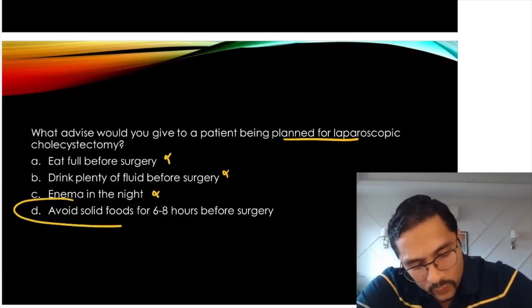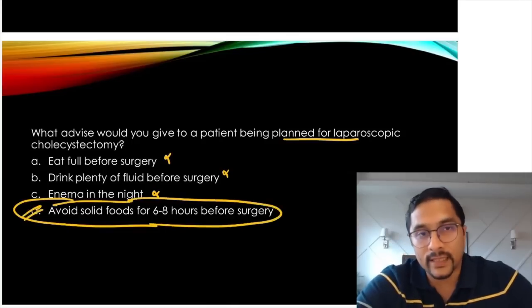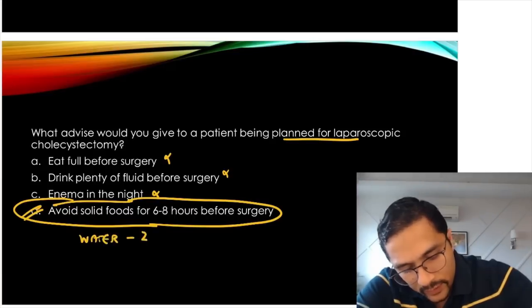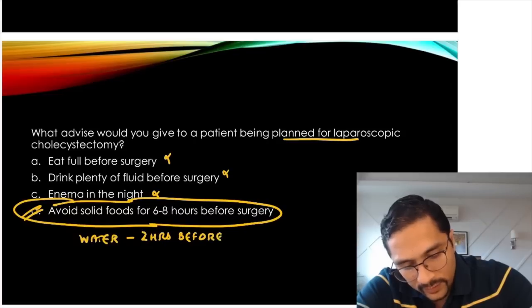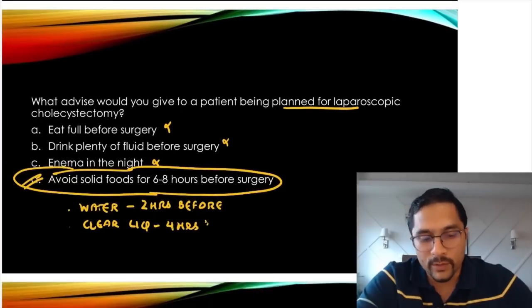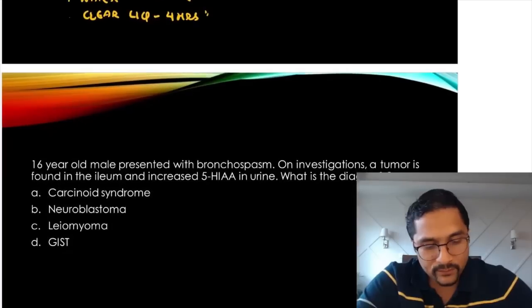Avoid solid foods for 6 to 8 hours before surgery. That is correct. Sips of water can be taken up till 2 hours before as well. Clear liquids can be taken up till 4 hours before as well. Clear liquids can be taken till 4 hours, water till 2 hours, but solid foods we need to keep the patient fasting for 6 to 8 hours.